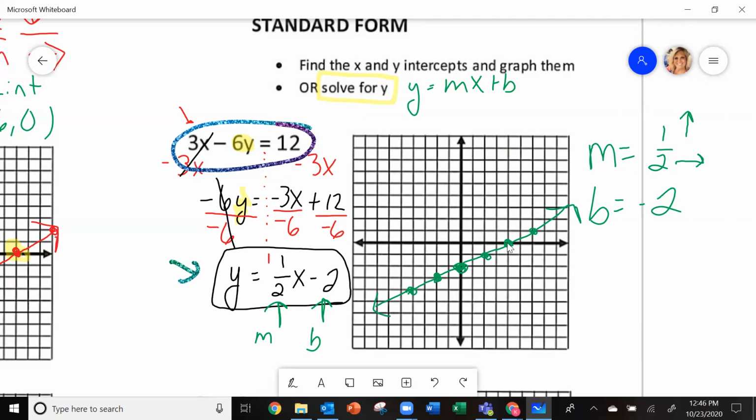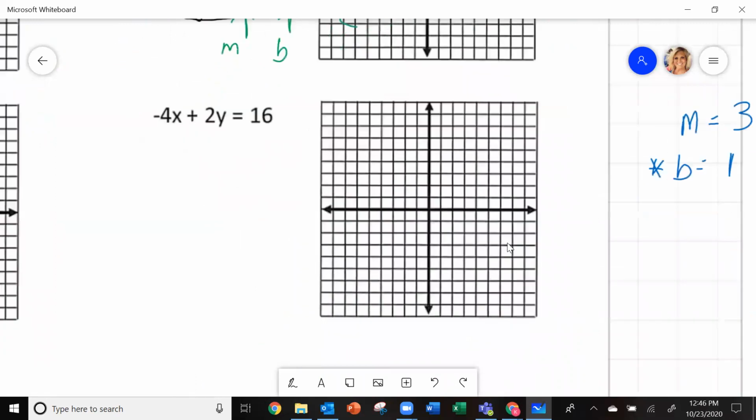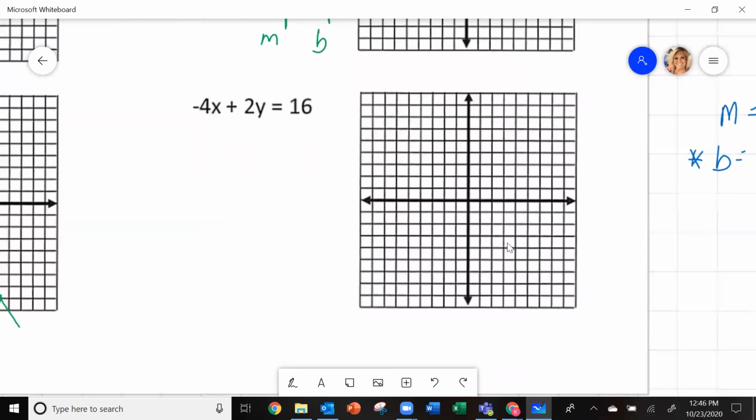Let's try and do another one. So right here, I need you to pause the video. I need you to try and do this one and then come back and see how you did.